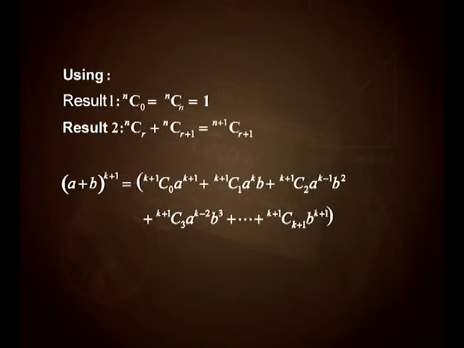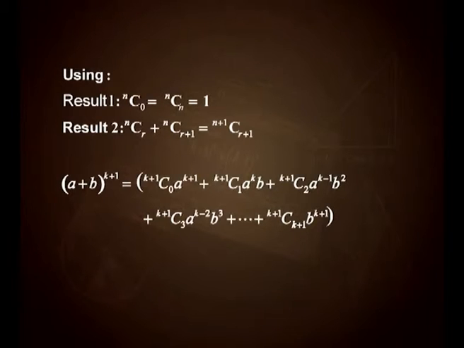So, using both the result 1 and 2, this expansion gets rewritten as (k+1)C0 a to the power k plus 1, plus (k+1)C1 a to the power k times b, plus (k+1)C2 a to the power k minus 1 b squared, plus so on, and the last term is (k+1)C(k+1) b to the power k plus 1. So, isn't that what we were aiming at?